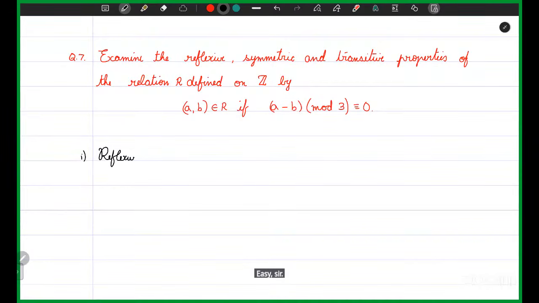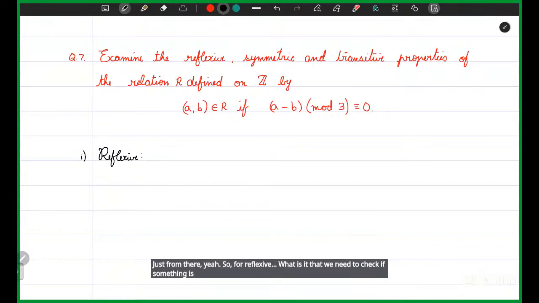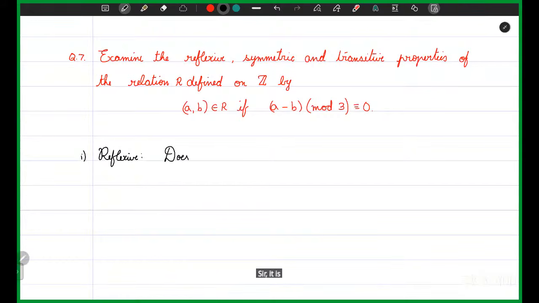So for reflexive, what is it that we need to check if something is reflexive? Sir, it should contain the same a comma a, equal to itself. This is what we have to check, right? Yes, sir.